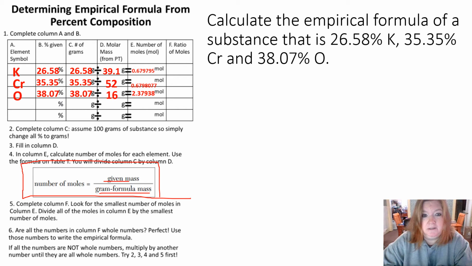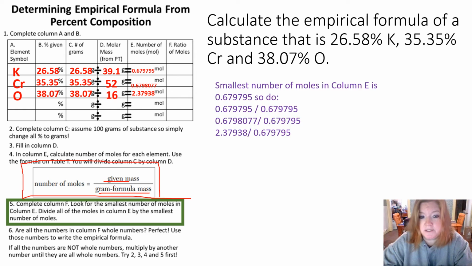Now, again, I don't write a formula K 0.679. No, can't do it. Look for the smallest number. So my smallest number is 0.679795. And now I'm going to do each of those divisions. Now, when I do that one, obviously that's the smallest, so I get 1. When I do the next one, I get very close, like 1.00 something, so I just call it 1. All right, and for the next one, I get 3.5.